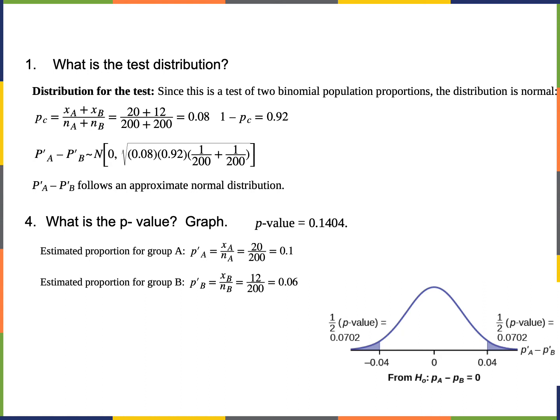So how did we get this value? We subtract P_A minus P_B, and the null value P_A minus P_B equal to 0 goes here. And then P_A prime is 0.1 and P_B prime is 0.06. So the difference should be 0.04, and it is. And then because it's a two-tailed test, you are going to have the same exact point equidistant from the center, from whatever the null hypothesis is.